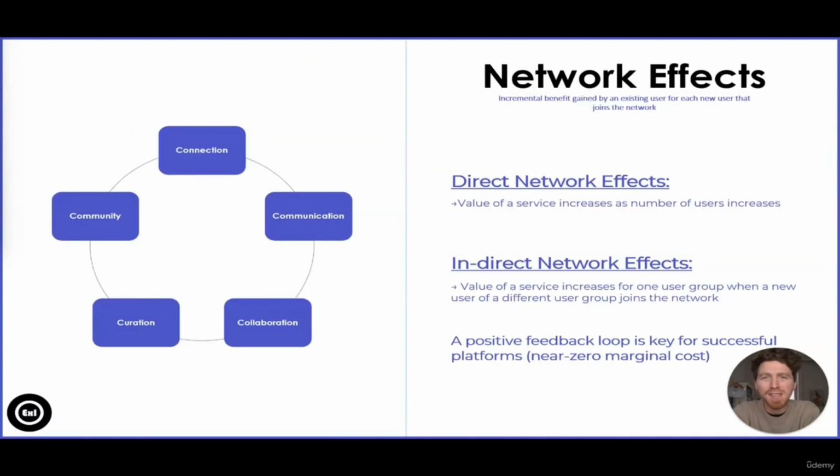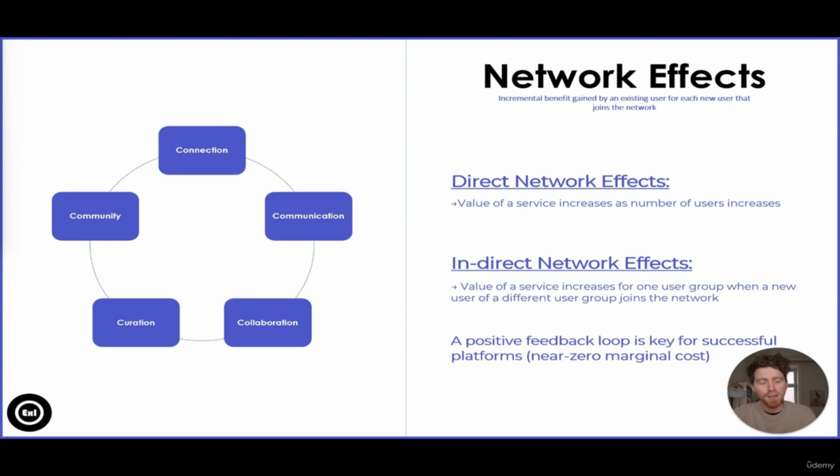Network effects. What are they and why are they important? In general, a network effect is an incremental benefit gained by an existing user for each new user that joins the network. Let me give you an example. Let's imagine the inventor of the telephone is just using the telephone by himself or herself. So the value of the telephone network is pretty low, rather zero.